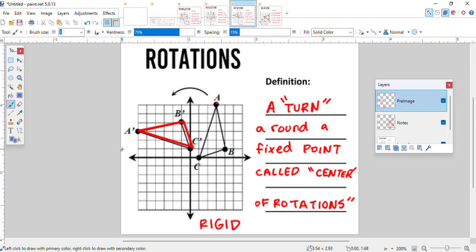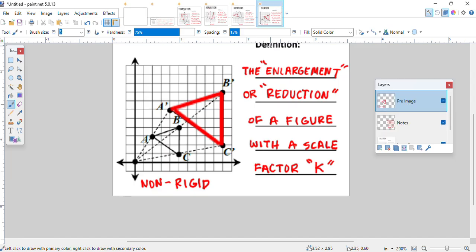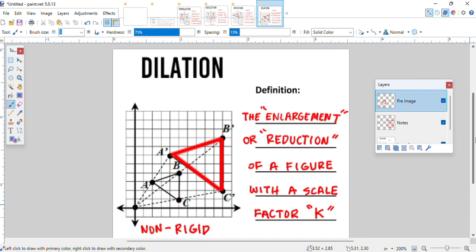Rotations, we're just turning it around. We're turning it around some point. And then finally, to recap, dilations, we are taking a pre-image and we are making it larger or smaller. We are enlarging or reducing the size of the figure by a specific scale factor that we call k. And we're going to look more in depth at all of these next week, but that is it for today.